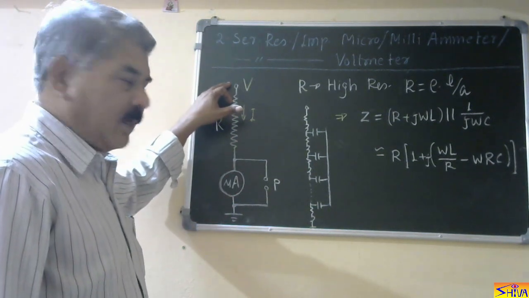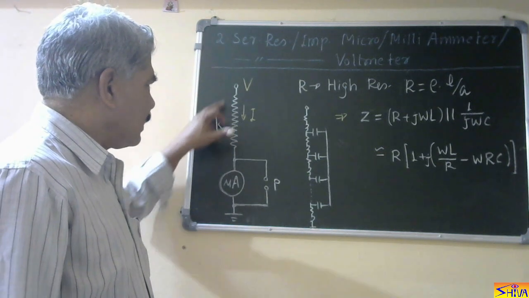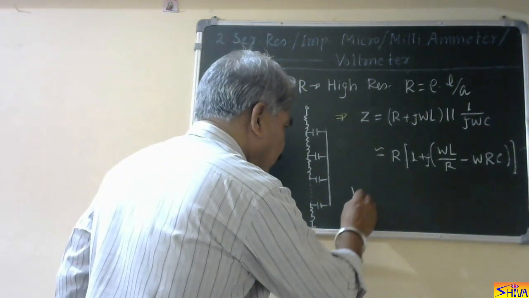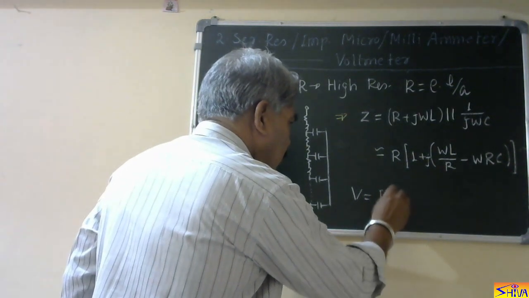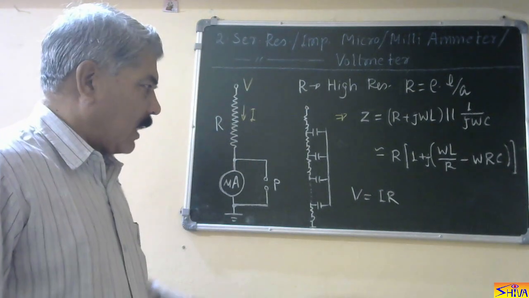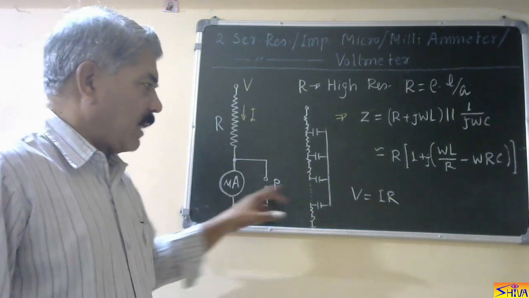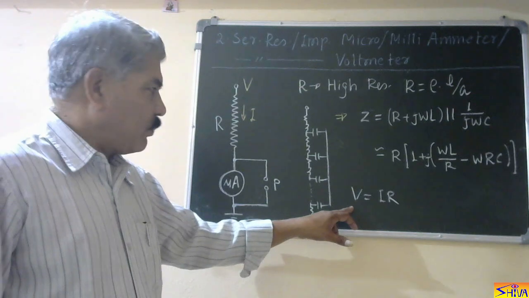This is the voltage V which is to be measured. R is high resistance, I is current. So we have the equation V is equal to I into R. R is constant. So this meter can be calibrated in terms of this voltage.